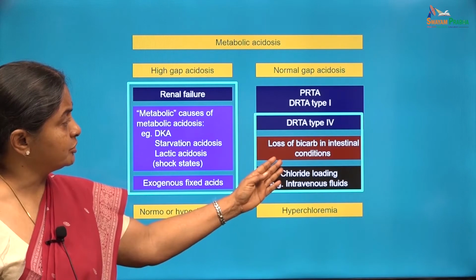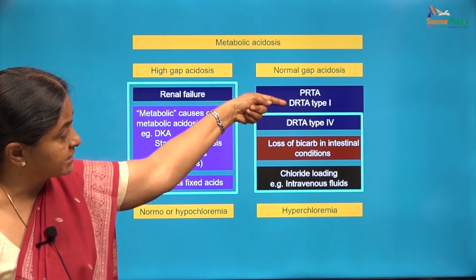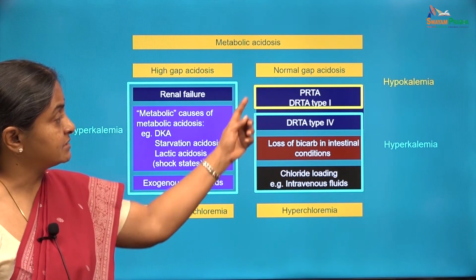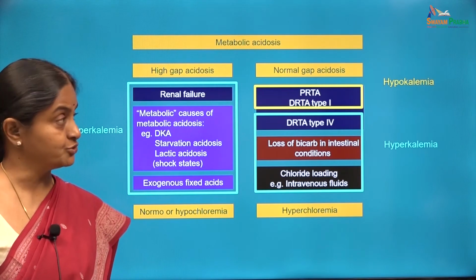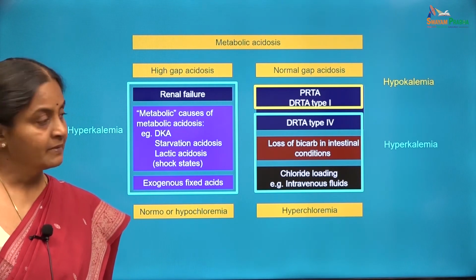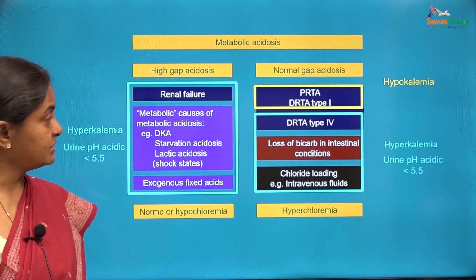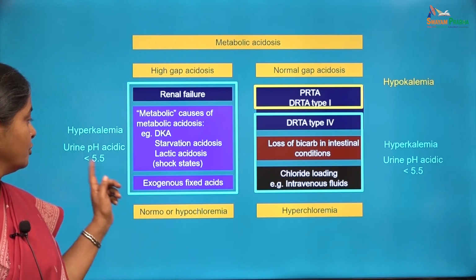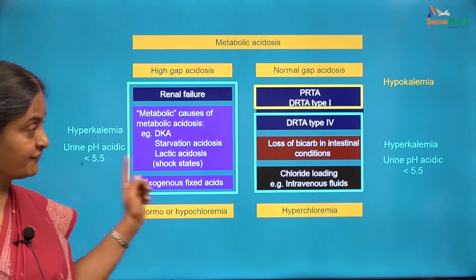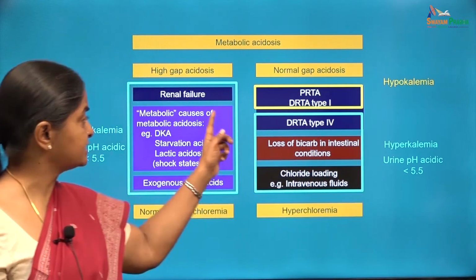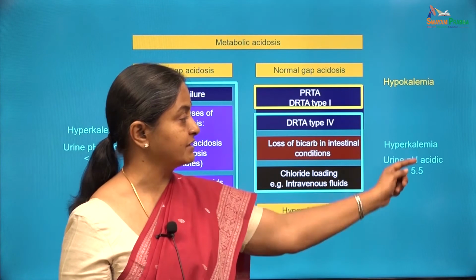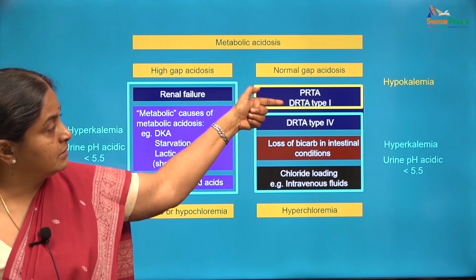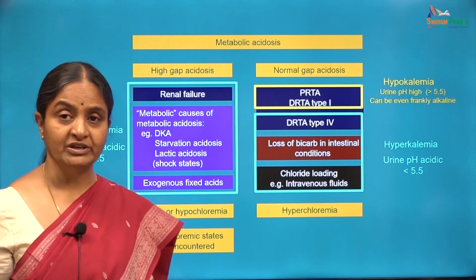In these conditions alone, except PRTA and DRTA type 1, there is hyperkalemia. Serum potassium will be higher, whereas only in these two types of metabolic acidosis, there is hypokalemia. Another important lab report would be urine pH. Urine pH would be less than 5.5 in these types of metabolic acidosis where there is hyperkalemia, whereas these two are the only exceptions where the urine pH can be more than 5.5.